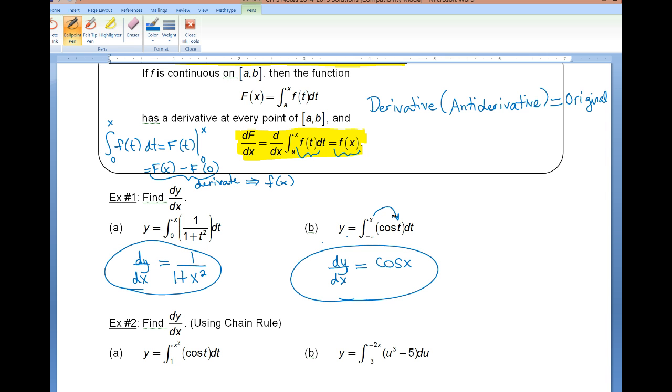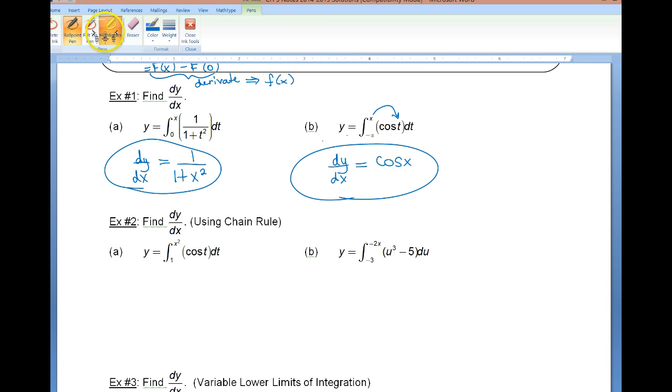Okay. Now that's in the basic form. So what are we really doing here? We're doing dy dx, which is a derivative. So there are occasions where we have to apply the chain rule.